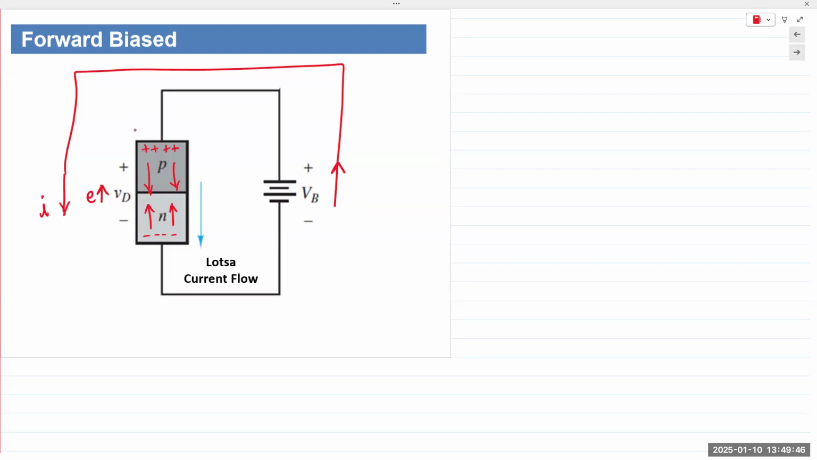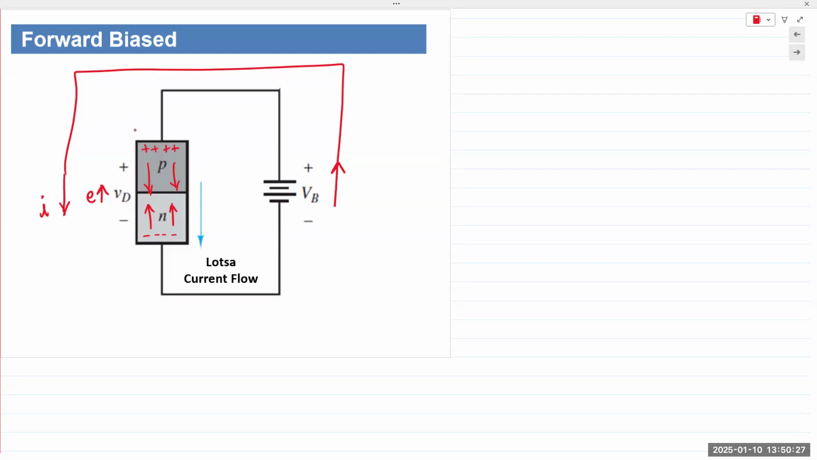Right? So you get lots of current flowing through the circuit. Now, when it shows here that you're connecting a positive voltage to the anode and negative to the cathode, that doesn't always have to be positive with reference to 0. It just means that the anode is held at a higher potential than the cathode. Okay, if the anode is held at a higher potential than the cathode, the diode is forward bias.